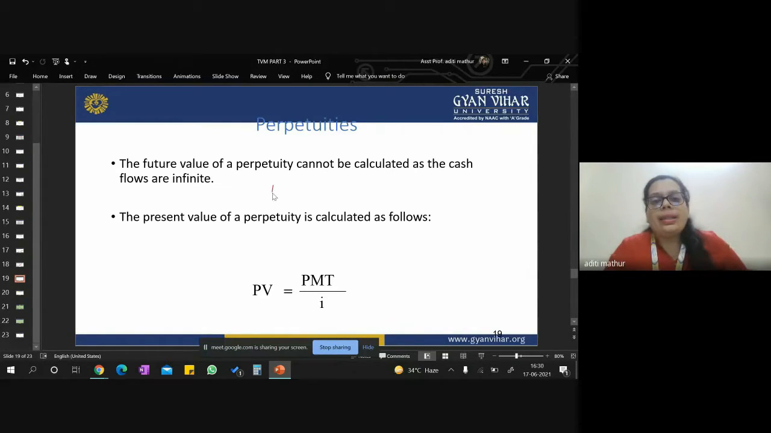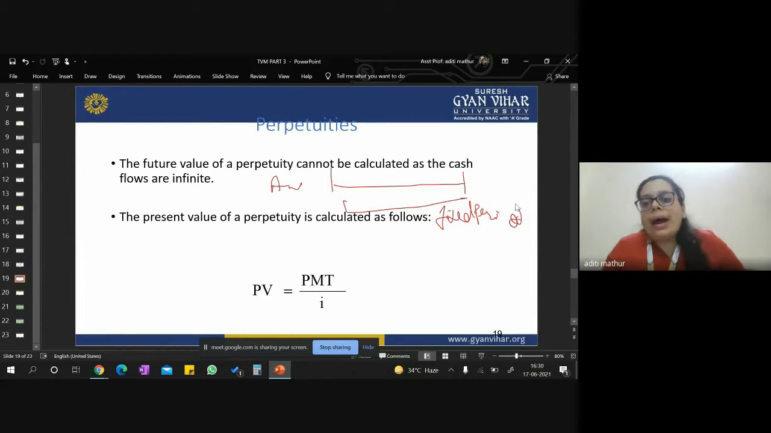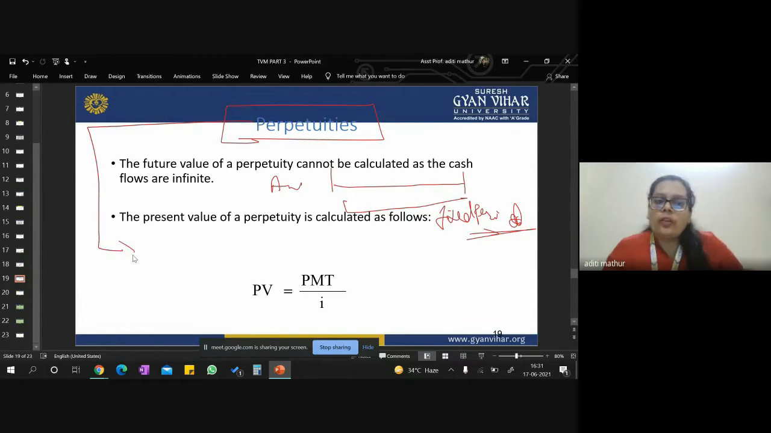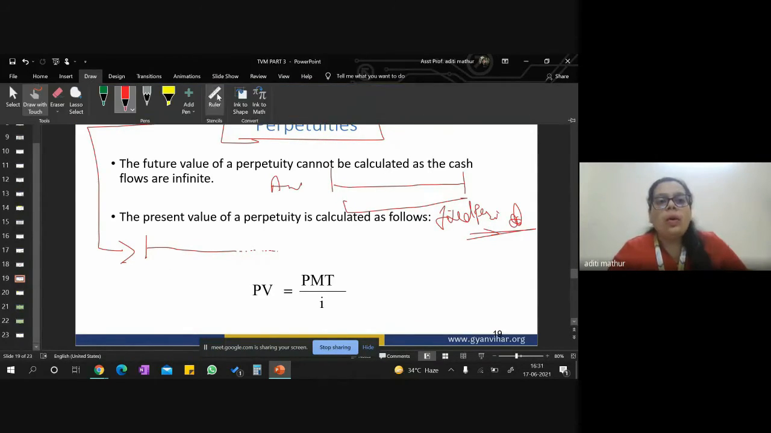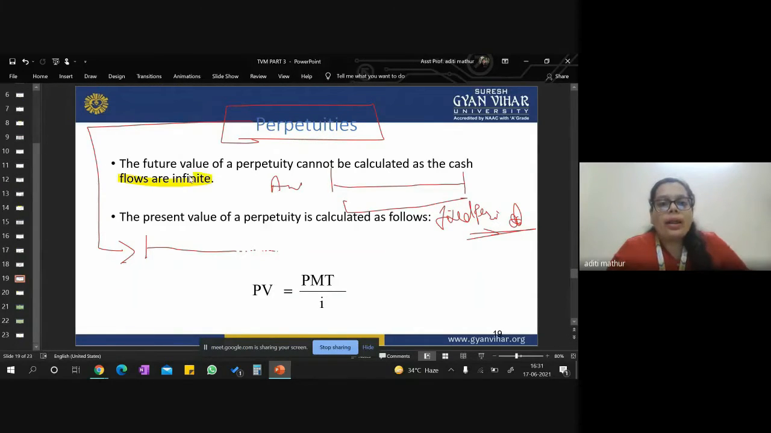That means for the annuities, when I draw the timeline, I close that timeline. It is for a certain fixed period. But when we talk about the perpetuity, it is not the case. For the perpetuity, I will draw the timeline like this because it will go on. Why will it go on? Because the cash flows are infinite, forever.